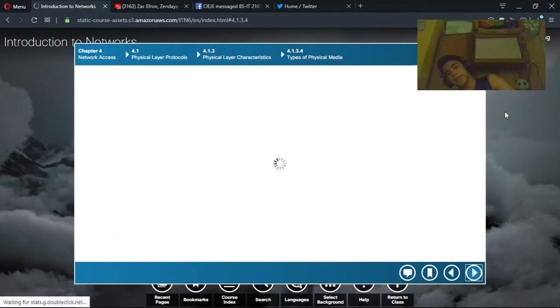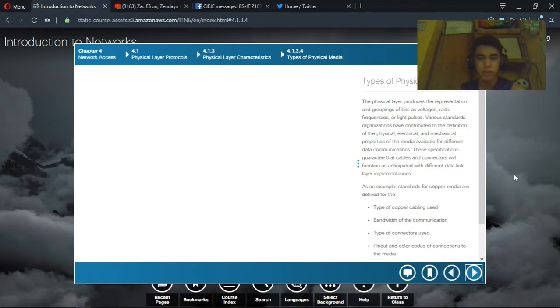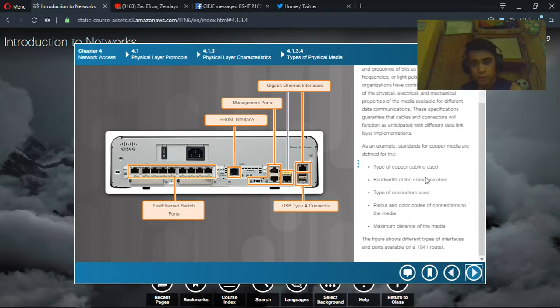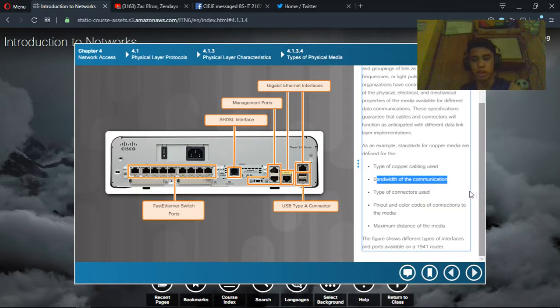Types of physical media. The physical layer produces the representation and groupings of bits as voltages, radio frequency, and light pulses. An example of standards for copper media covers the type of copper cabling, bandwidth of the communication, type of connectors, pinout colors, and maximum distance of the media. In this section, we are able to know the type of copper cabling.